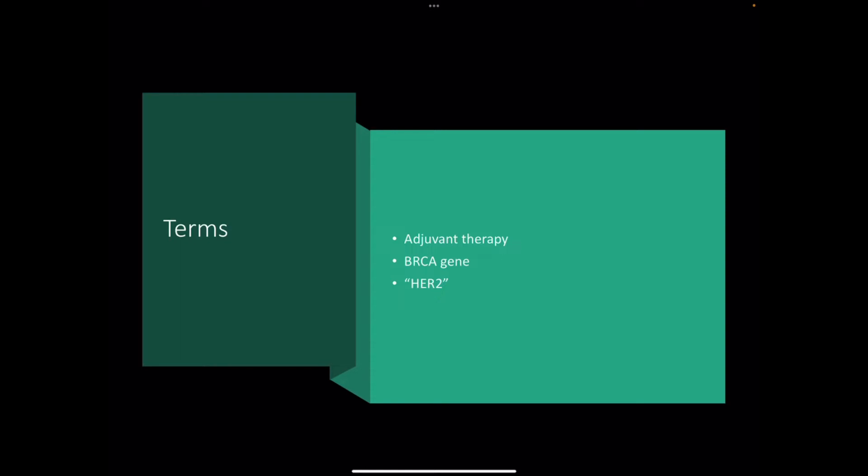HER2 refers to human epidermal growth factor receptor 2. It can refer to the gene HER2 or the protein which the gene makes. HER2 proteins are receptors that sit on the surface of breast cells. They usually help control the growth and repair of healthy breast tissue. However, when the HER2 gene becomes faulty and starts making too many copies of itself, it overproduces HER2 proteins on the surface of breast cells, causing HER2 positive cancer.